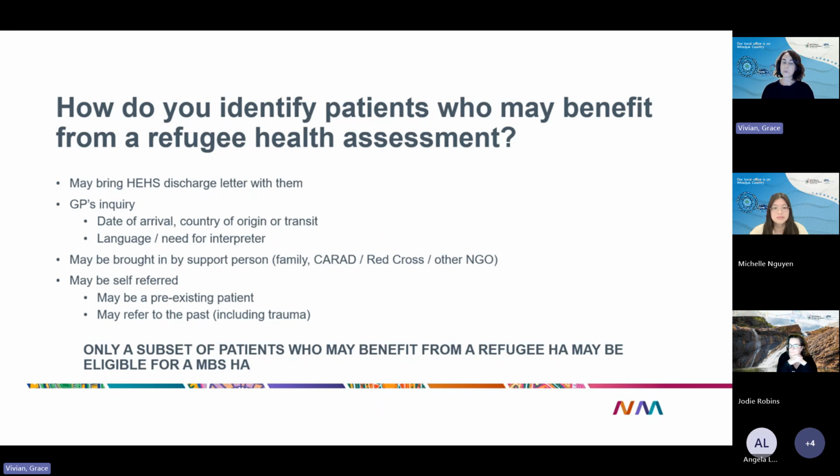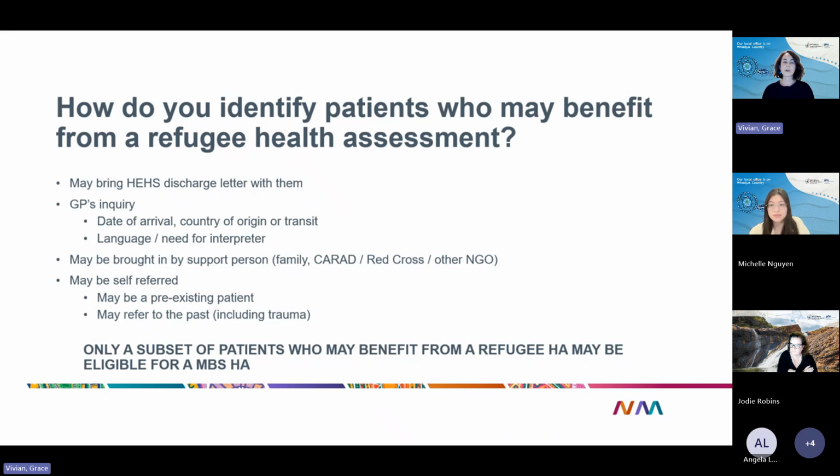These patients may be brought in by a support person from their family, from CARID, who I'll refer to later, Red Cross or another NGO worker, and perhaps they're self-referred. Maybe, as I said before, they're a pre-existing patient. Maybe through the course of your longitudinal relationship with them, you learn about their past. So this is really important, identifying who could benefit from a refugee health assessment, because we really want to capture that vulnerable population of people who fall through the cracks, and that's mainly our asylum seeker cohort.